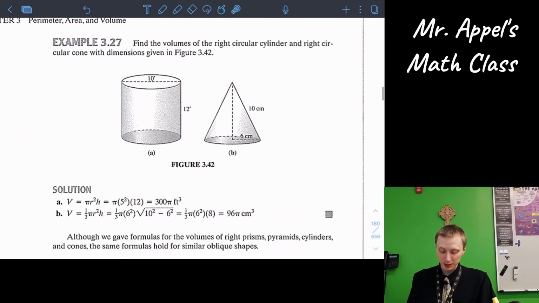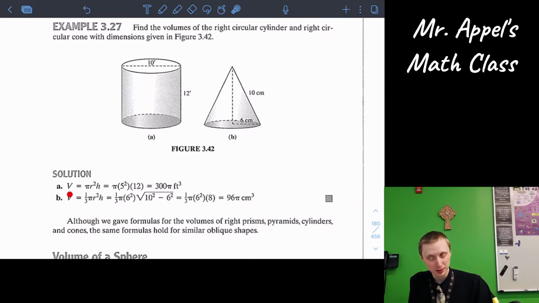All right, let's put it into practice with Example 27. Find the volumes of the right circular cylinder and right circular cone with dimensions given in 342. So here we have a cylinder, diameter 10 feet, height of 12 feet, and a cone whose radius is 6 centimeters and slant height is 10 centimeters.